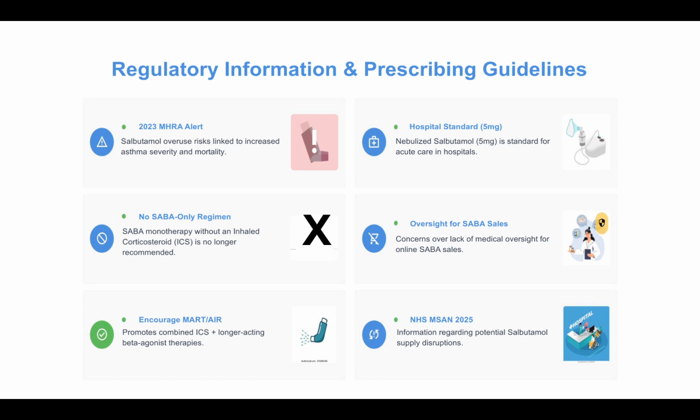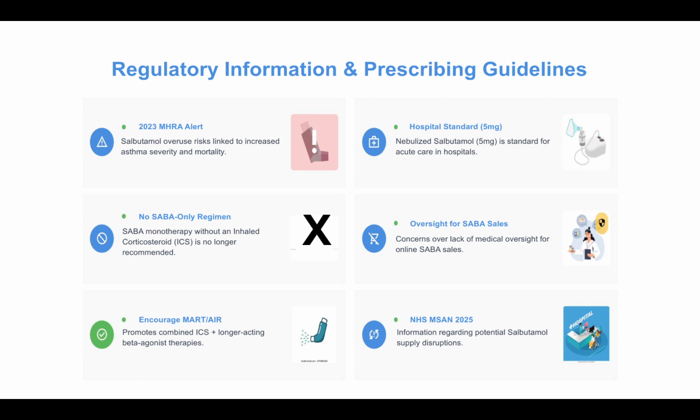Let's focus on regulatory information and prescribing guidelines. In 2023, the Medicines and Healthcare products Regulatory Agency issued a stark warning on salbutamol overuse, based on data from over 187,000 patients showing that 3 or more SABA prescriptions annually correlates with double asthma severity and mortality risk. Overuse masks inflammation, leading to preventable deaths.